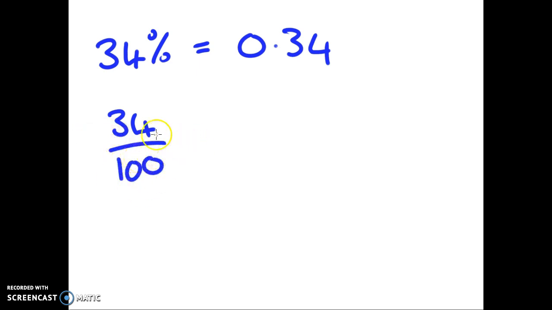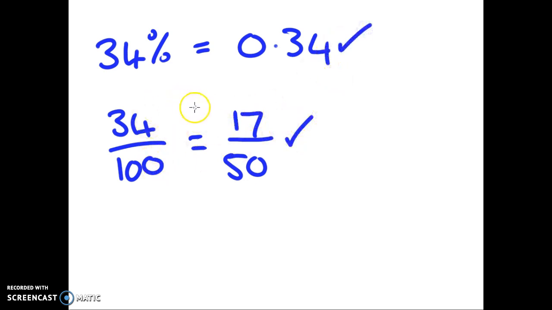the denominator. In this case, however, we should be able to see that we're definitely going to be able to simplify this fraction. So we need a number that we can divide 34 by and 100 by. In this case, we can see they're both even, so we can divide them both by 2, which will give me 17 over 50. And we should be able to see that there's not going to be a number we can divide 17 and 50 by, so that fraction is as simple as it will get. And that is our fraction equivalent.